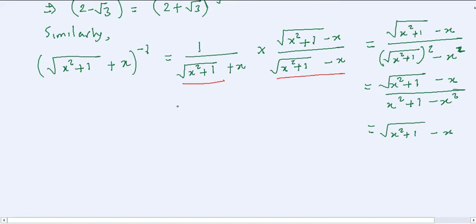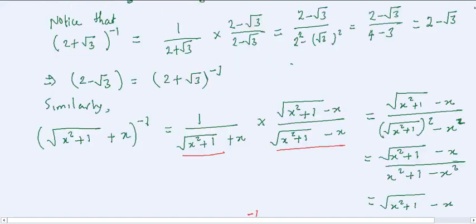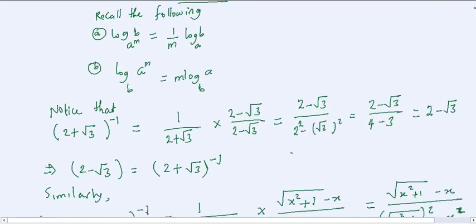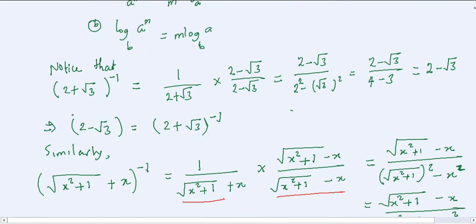So again, the conclusion we have here is to note that square root of x squared plus 1 minus x is equal to square root of x squared plus 1 plus x raised to the power of minus 1. So you need to know this, as well as you need to take note of this one too.